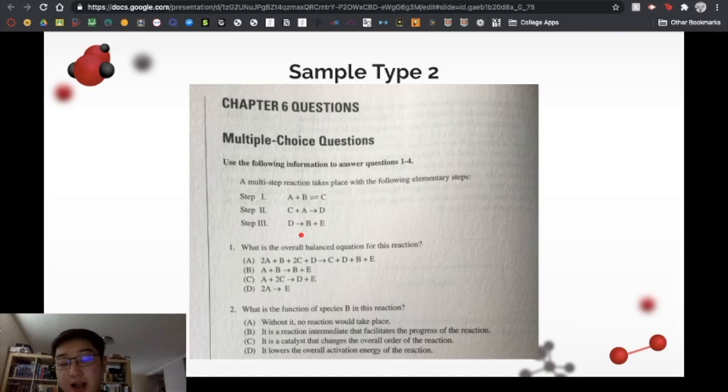C is kind of there as a red herring. It says it is a catalyst that changes the overall order of the reaction. A catalyst will not change the overall order of the reaction. So that answer is wrong.